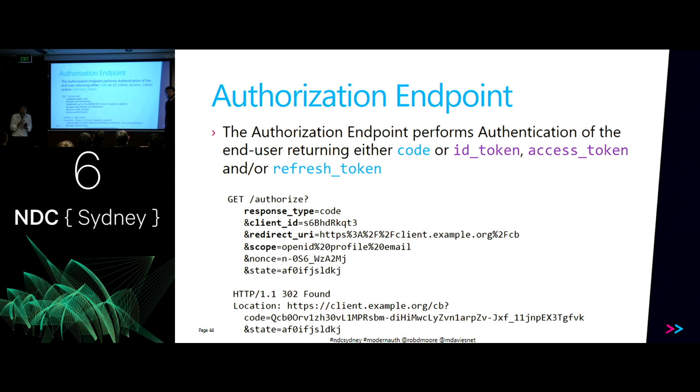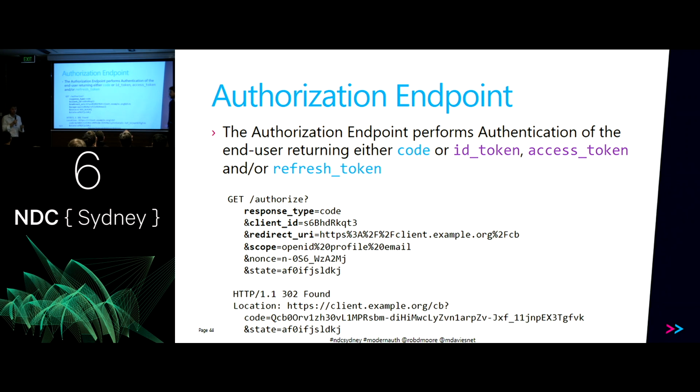This is the endpoint that you send users to log in. This endpoint will give the users some sort of UI for them to provide their credentials. Now, the endpoint will either return a code or an ID token, access token, and/or refresh token, depending on which flow you use, and we'll cover that in a little bit. The initial redirect that the relying party sends the user on to the identity provider will look something like this. You'll have whatever the URL is for the authorization endpoint, and then there are 4 required parameters: response type, client ID, redirect URI, and scope.